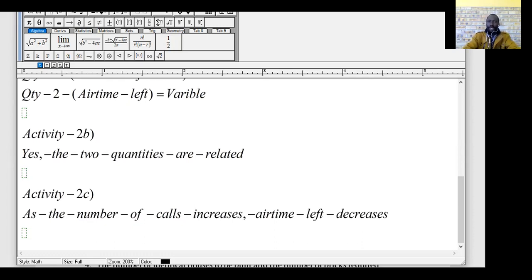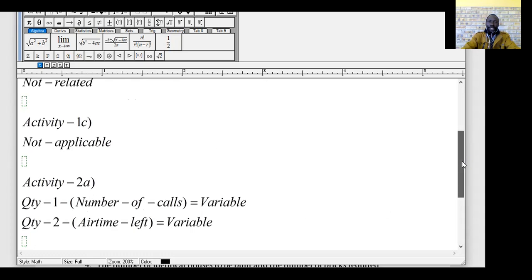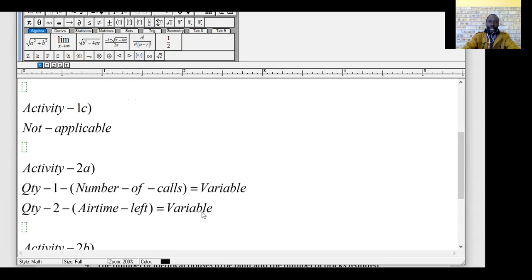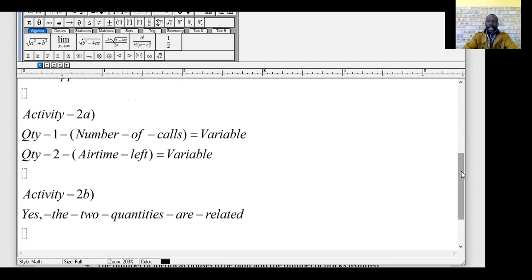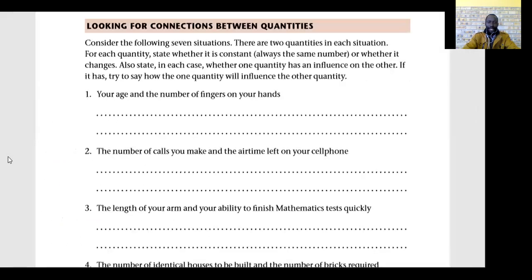The first thing was which one is a variable quantity and which one is not a variable quantity. All of them are variable quantities. So that is for question 2. All the quantities in question 2, being the number of calls and the airtime left, are all variable quantities. All of them can change. The next thing here is, are they related? Yes, the two quantities are related. And the other thing is, how are they related? Well, as the number of calls increases, the airtime left decreases. That is how they are related.